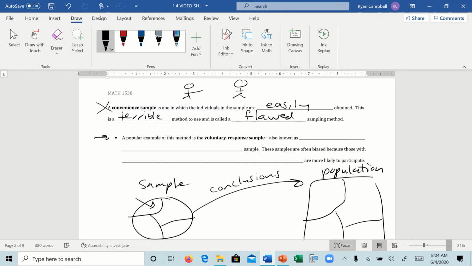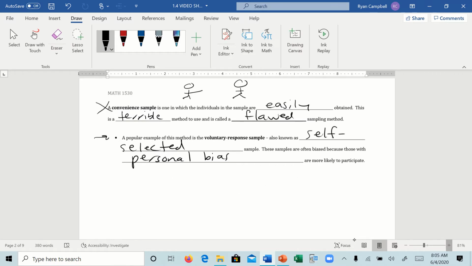And this is one of the most popular examples today. These are called voluntary response samples. These are super terrible. They're also known as self-selected studies. And they often produce bias because those people who have a personal bias are the ones that are more likely to participate. So let's think about this for a second. What might be a voluntary response sample that you might have heard in your everyday life?